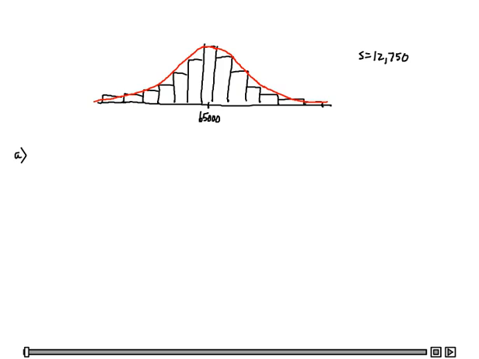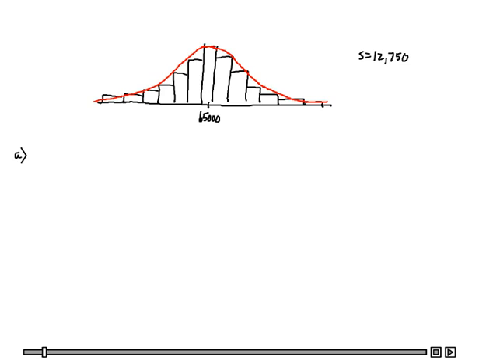Okay, in this problem, in a certain neighborhood, the average price for a home is $65,000 with a standard deviation of $12,750. Assume the distribution of these prices is bell-shaped. For the following questions, find the z-scores for the prices and then use the empirical rule. First question, A. Approximately what percentage of homes in this neighborhood will be priced between $40,000 and $90,500?